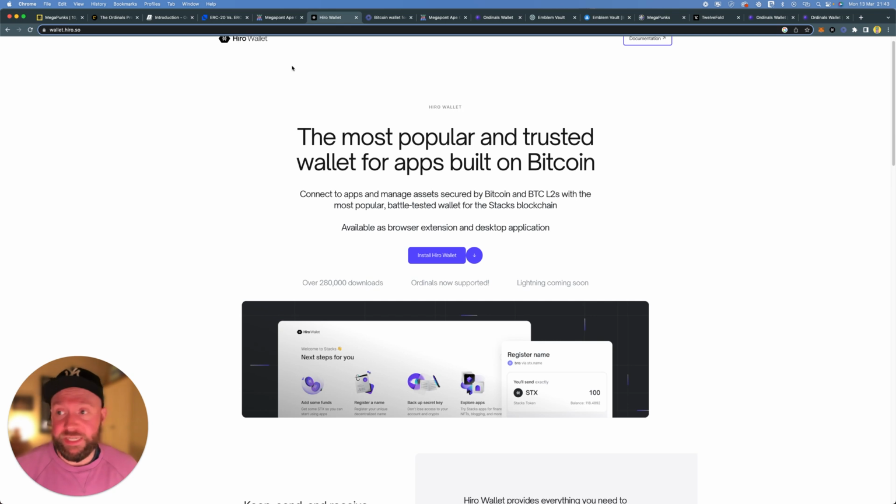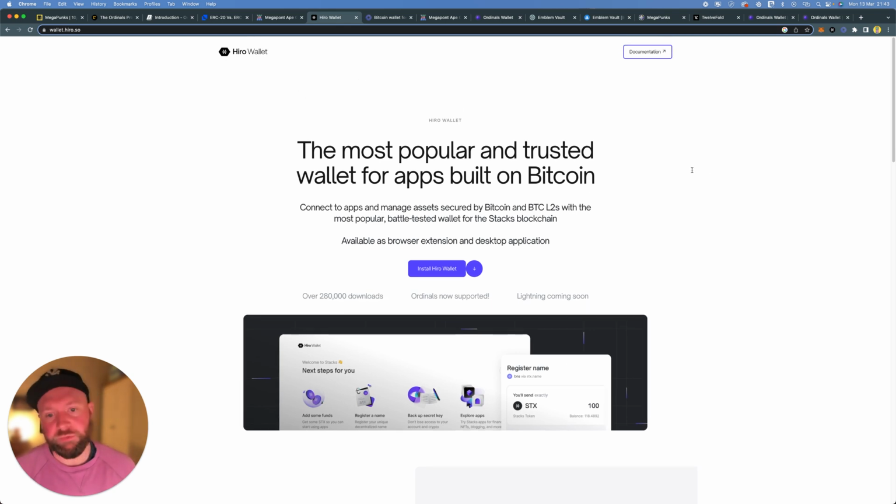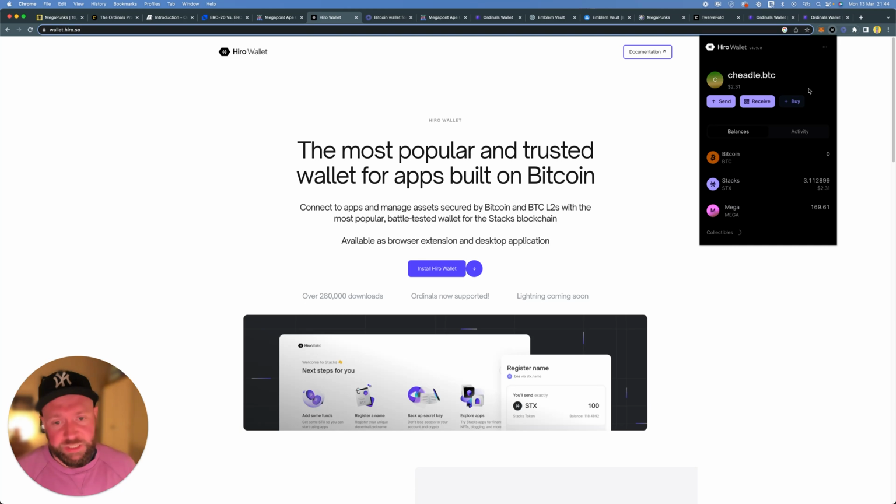The good news is there are several intuitive replacements that will take very little getting used to. The first of these is Hero. And again, I'll link this in the video description. Hero provides support for Bitcoin as well as Stacks, and now Ordinals as well. It's a desktop application and browser extension only, so no mobile support, but it does have a superb UI and is open source if you're into supporting that sort of thing.